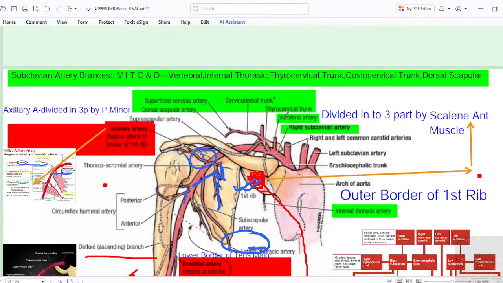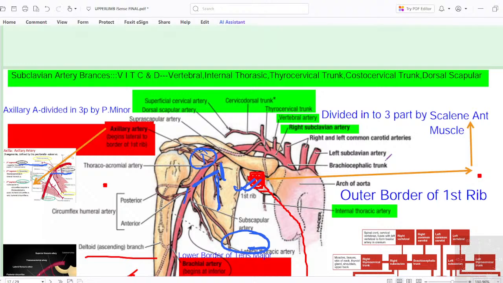Now the subclavian artery is very, very important. We need to know its branches. Very important. The branches of the subclavian artery we can remember by the mnemonic VIT, vitamin C and D.